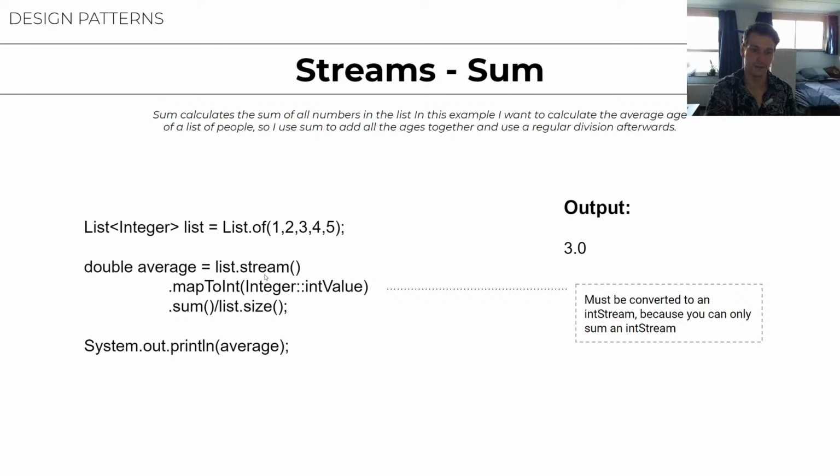So you have a default stream. Now what you have to do, you can only apply the sum on something that's called an int stream. So we have to make sure that it's an int stream. You can either do that by calling int stream over here instead of regular stream, or you can do that by mapping to int, basically meaning that you ensure to the stream that every element is of the type integer. And then you can call the sum, and again, I added the list.size here and printed it out.